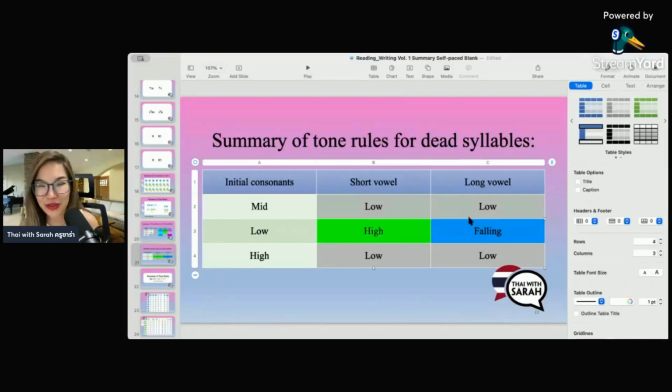The terms overlap so much, right, for tones and class. They're sort of related in a way, but not everything. Dead syllable for middle class, low tone. Dead syllable for high class, also low tone. Dead syllable for low class, high and falling. Rak, mak: rak, high; mak, falling.